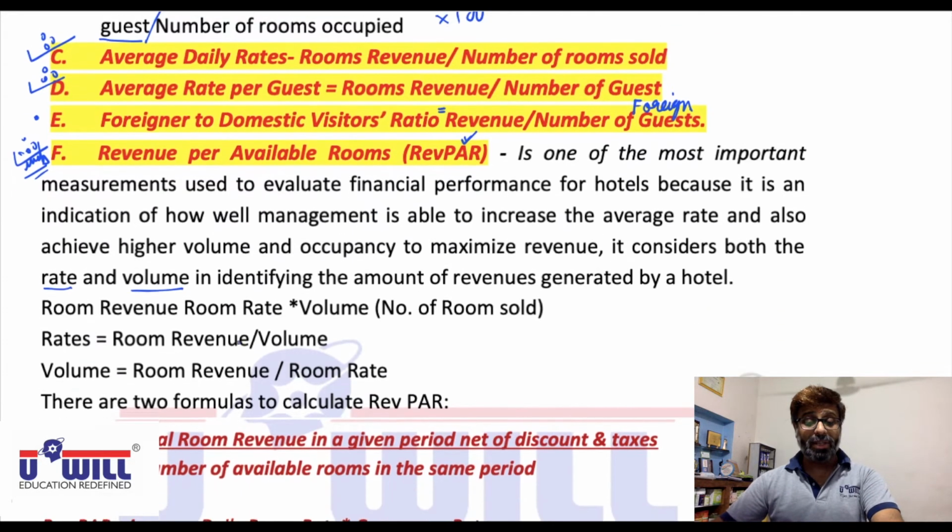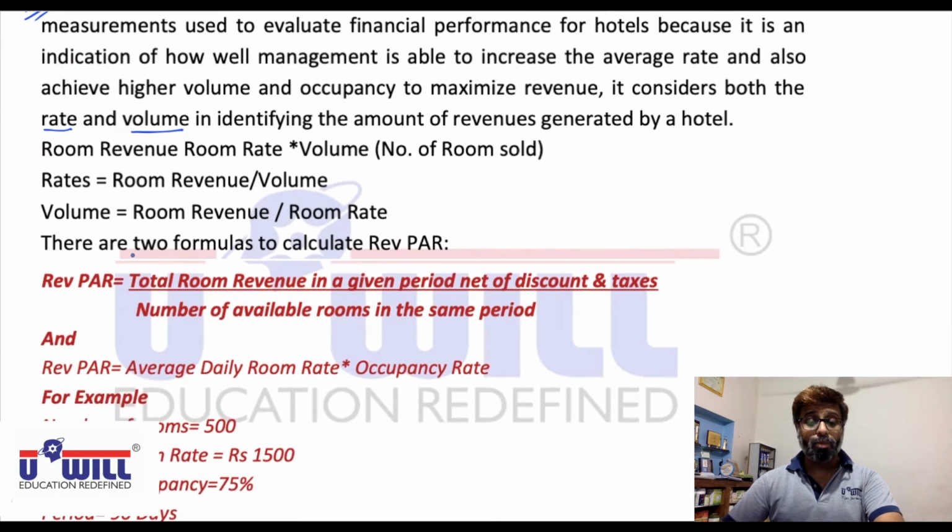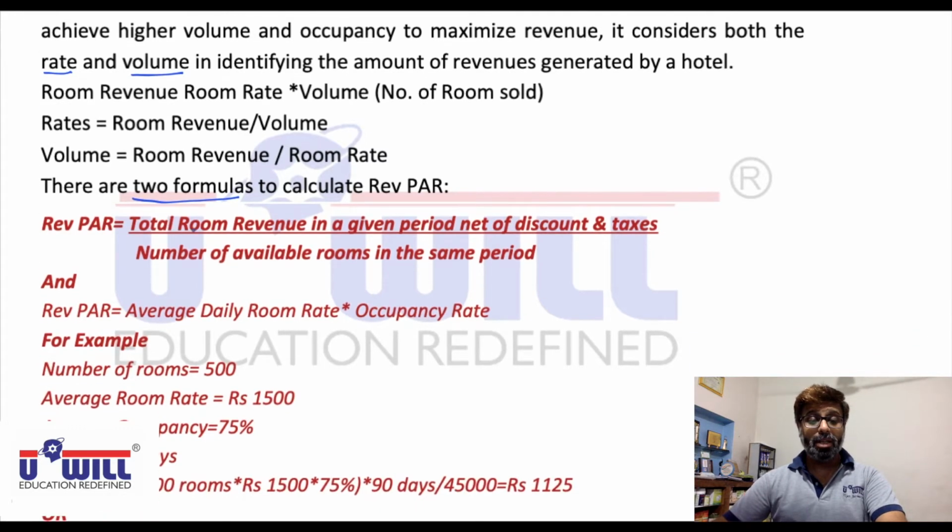What is the formula for that? Room revenue: rate into volume. Okay, rates will be given, volume will be given. This is important. There are two formulas to calculate revenue per available room. One formula is total room revenue in a given period, net of discount and taxes. As I said, number of rooms available will be taken in the denominator. So total room revenue, when you divide by number of rooms available, that is 100 rooms, as in my example, you get the revenue per available room.